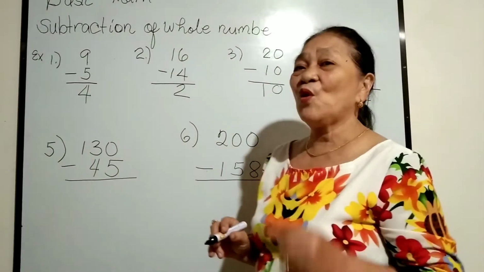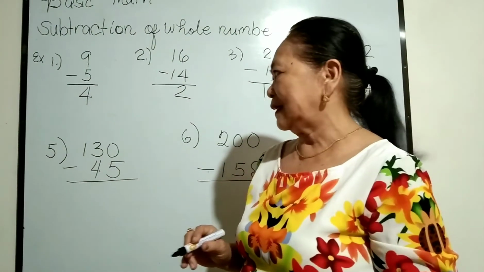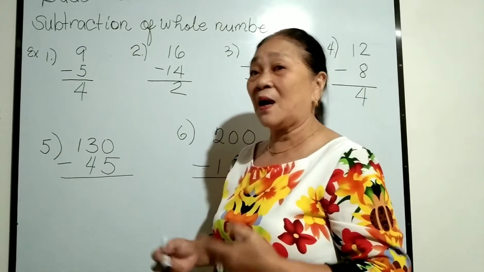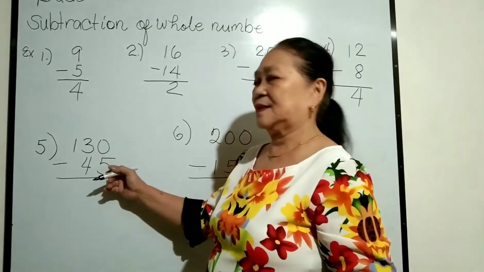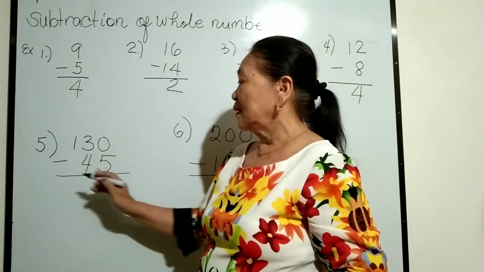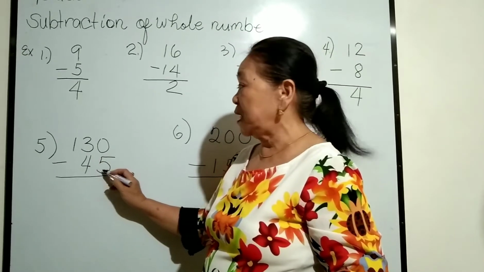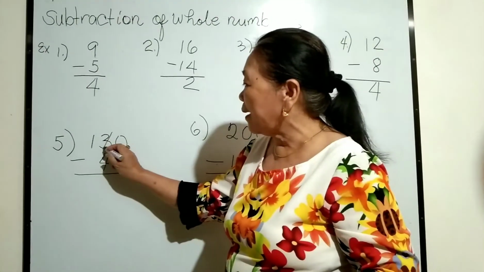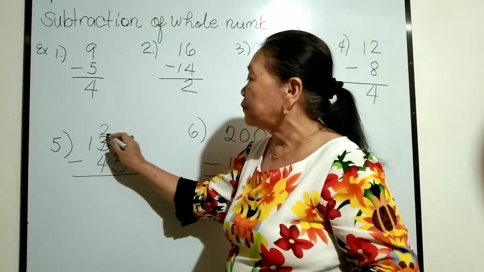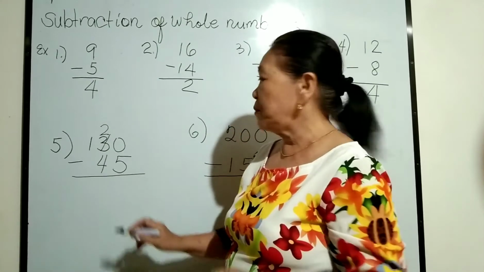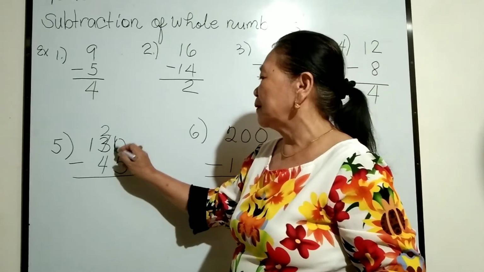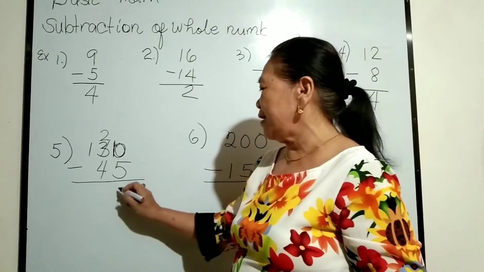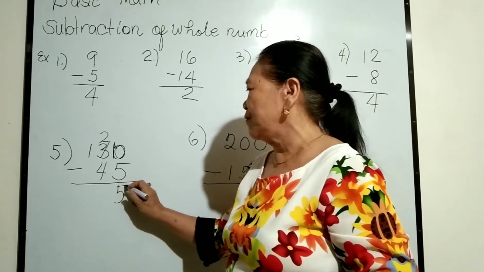Okay. I am going to illustrate how we borrow. In this example, this is already by borrowing. So, let me start from right to left. Now, 0 minus 5 cannot be. So, we are going to borrow 1 here. This becomes 2. The one that you borrowed becomes 10. So, you put it here. So, 10 minus 5 is 5.